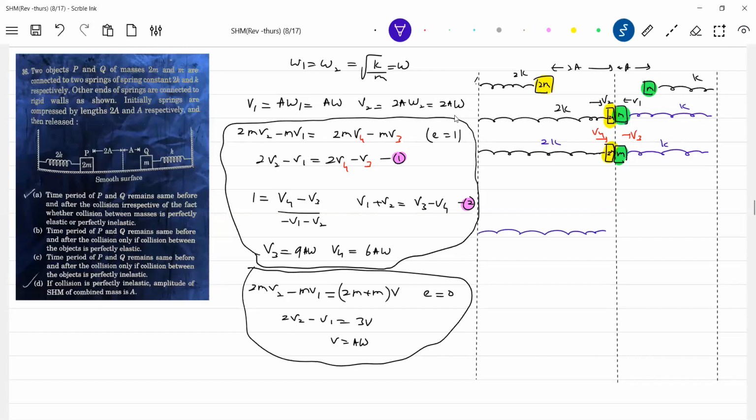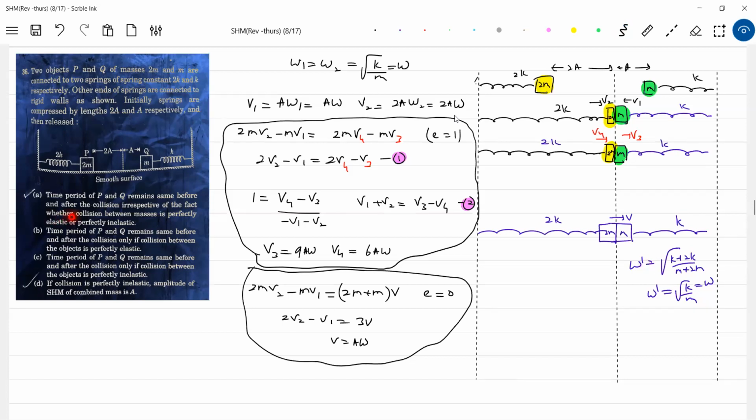If inelastic, I'll put it in the diagram. So together, omega dash should be equal to k plus 2k by m plus 2m. Okay, I agree with this. So they will have common velocity. Let it be here.